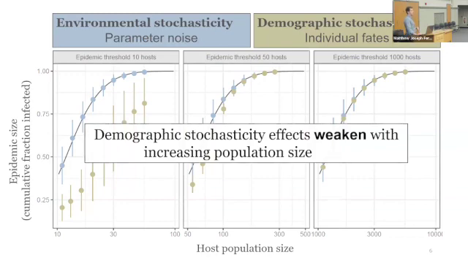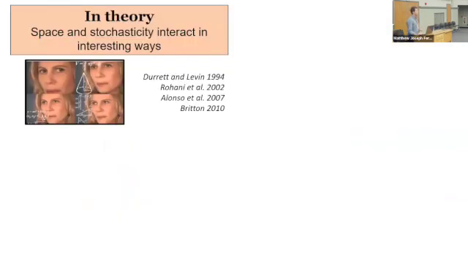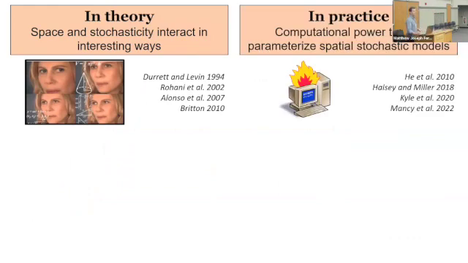So these demographic stochasticity effects weaken with increasing population size, but what happens when these individuals aren't perfectly mixing and they're distributed over space? As Mike Boots was talking about yesterday, space, stochasticity, and demography interact in interesting ways to qualitatively alter mean model behavior. And what's really exciting now is that we have the computational power to actually fit spatial stochastic models, hopefully not ending up in this image.